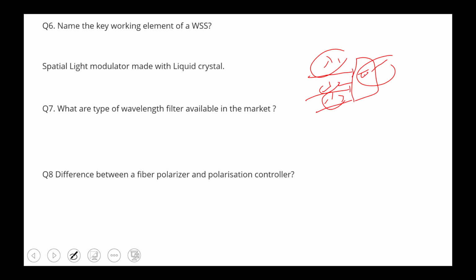Sir, have you any idea about that filter? Have you heard the name fiber Bragg grating in your BTech or MTech or wherever? Yes, sir, fiber Bragg grating. So what is this fiber Bragg grating? I don't know much, but it is used for dispersion compensation. It is basically a component employed for dispersion compensation in an optical fiber communication link.